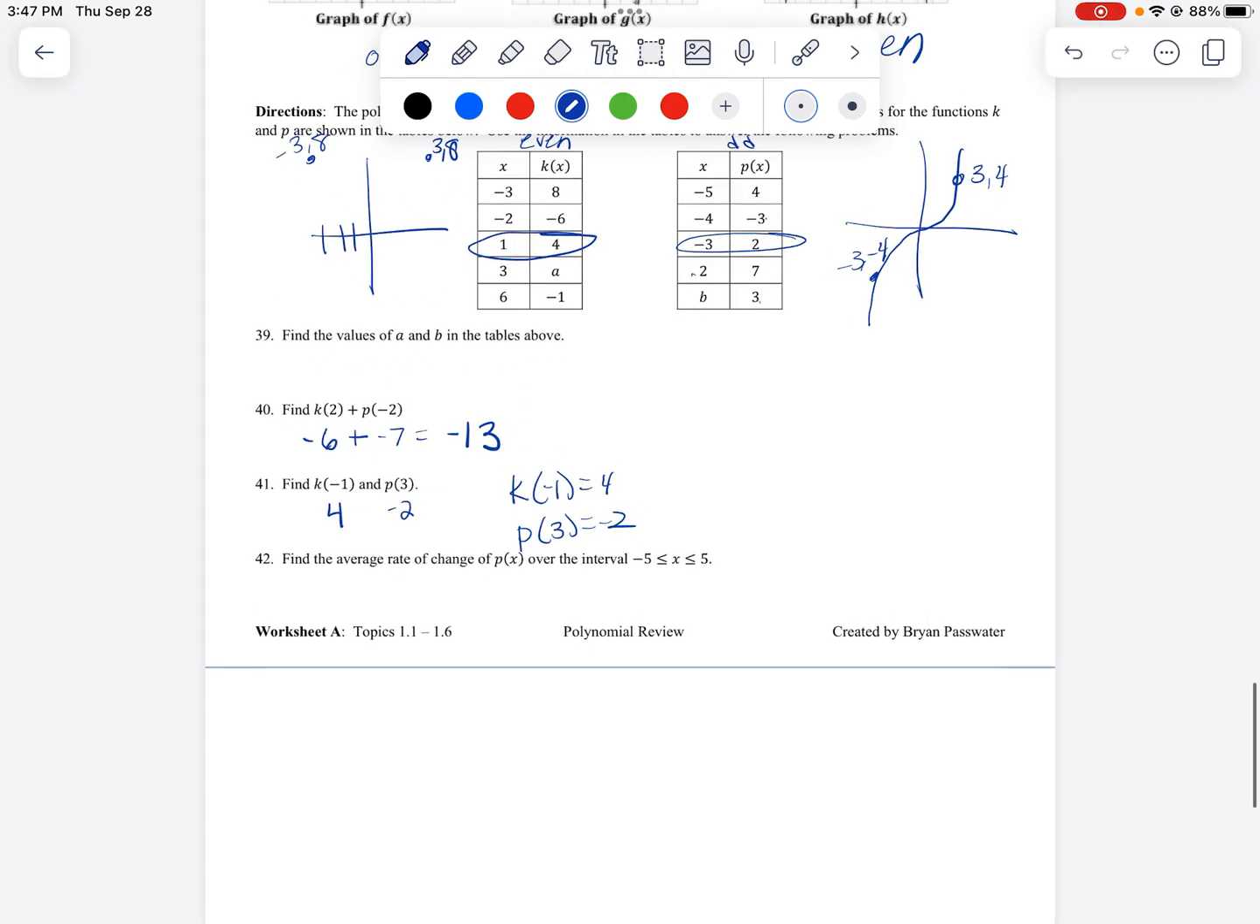Find the average rate of change from negative 5 to 5 on P. So if it's 5, this would have to be negative 4 because it's odd. So we have negative 4 minus 4 over 5 minus negative 5. So we have negative 8 over 10, or negative 4 over 5.